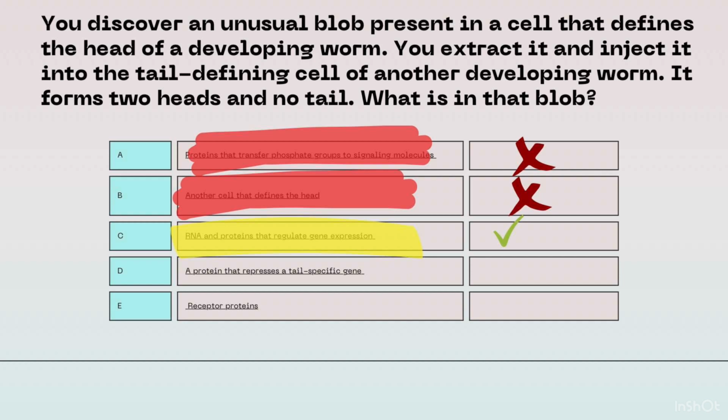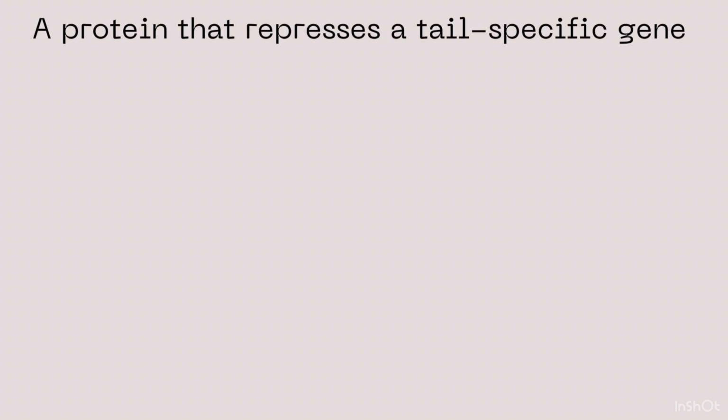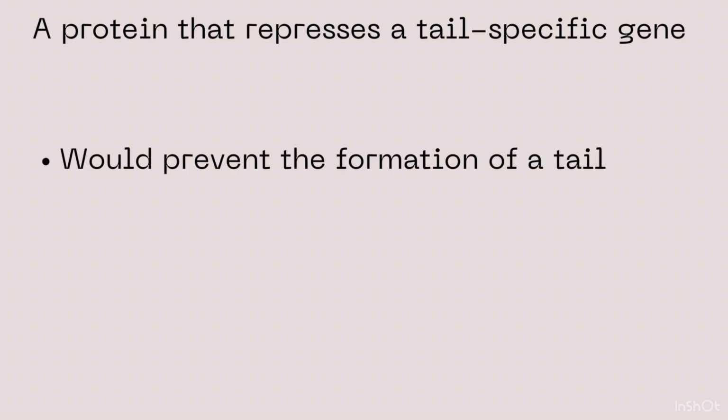Let's look at D now, a protein that represses a tail-specific gene. While a protein that represses a tail-specific gene could prevent the formation of a tail, it would not cause the formation of two heads. So that's why this answer is wrong.